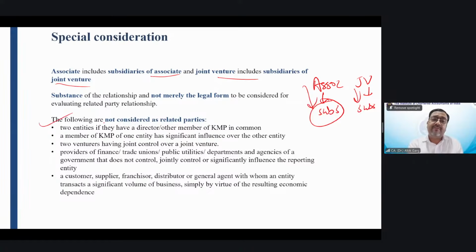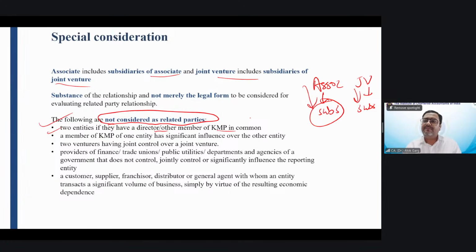The following, very, very important. The following are not considered as a related party. Which one is not considered as a related party? Two entities, if they have a director or other member of KMP in common. Two entities, if they have a common director or common KMP.